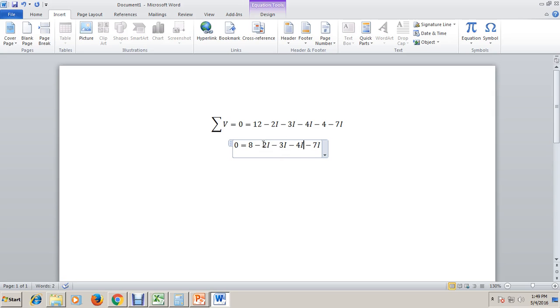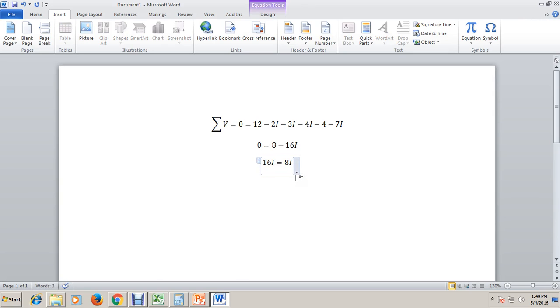Also, the terms with the I's would be negative 2, negative 3, so that makes negative 5. Negative 5 minus 4 gives us negative 9. Negative 9 minus 7 gives us negative 16. So combining these terms gives us negative 16I. From here, we could transpose the term negative 16I to the other side of the equal sign, rendering it as positive.